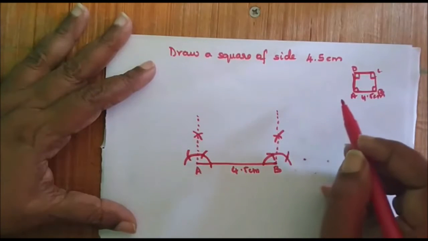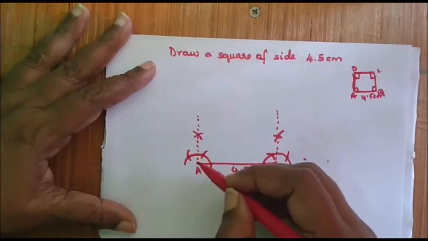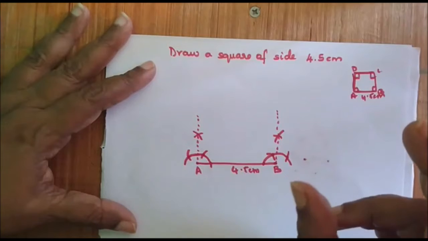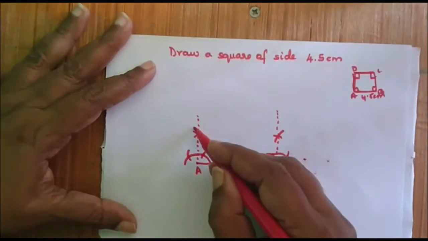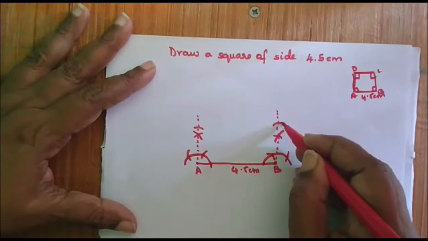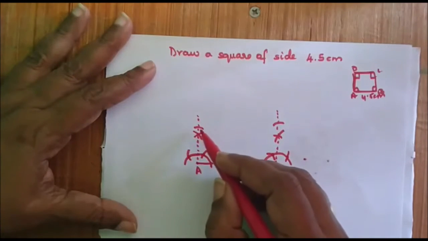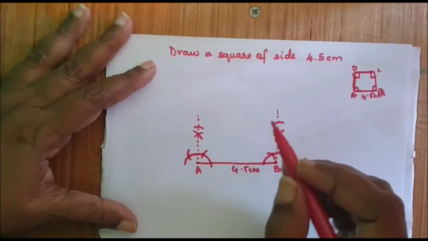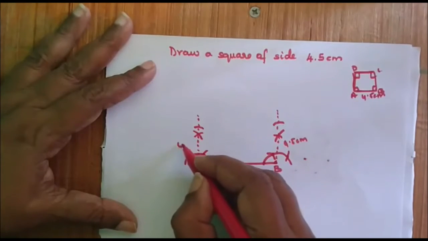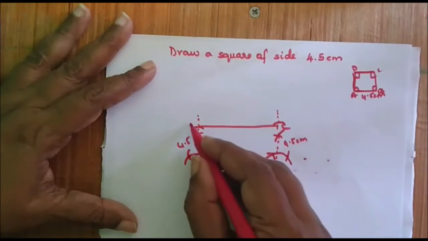Now we know that the lengths of all the sides of the square are 4.5 centimeter. So what we'll do is we will keep the compass over here. I will measure 4.5 centimeter on the scale and draw an arc over here. Similarly, I will keep it over here and draw over here, because we know they are the perpendicular bisectors, but we don't know where C and D come. So I have measured it as 4.5 centimeters and I have drawn an arc. So when I join these two places, this is C and D.